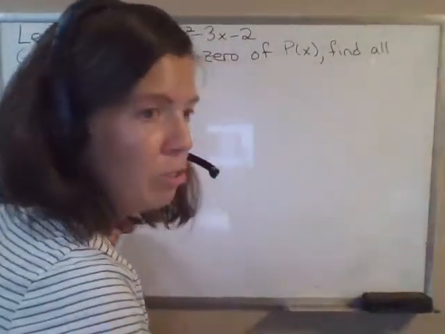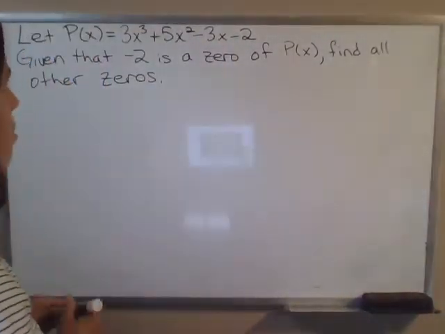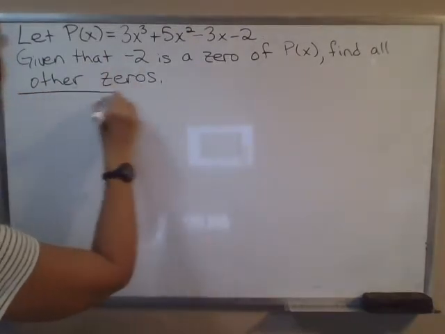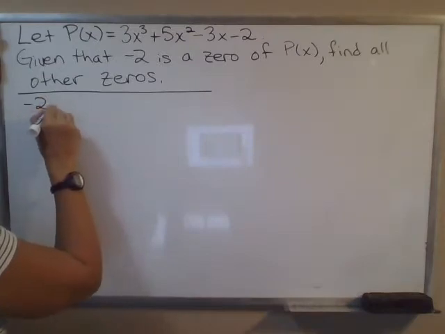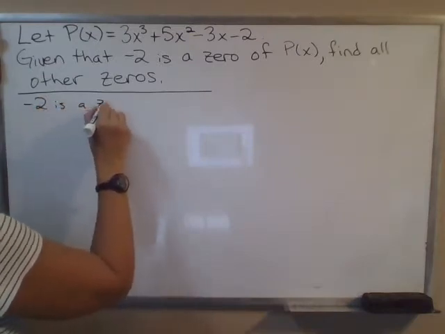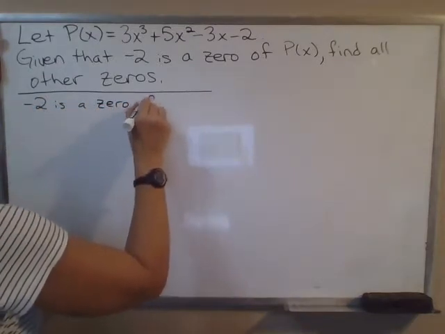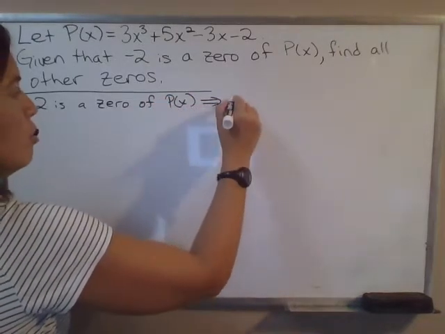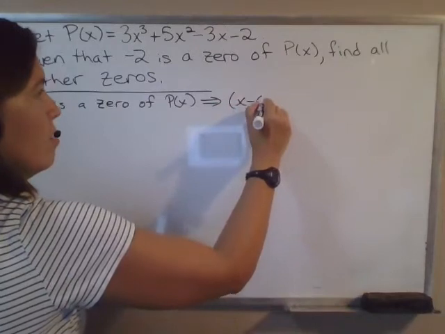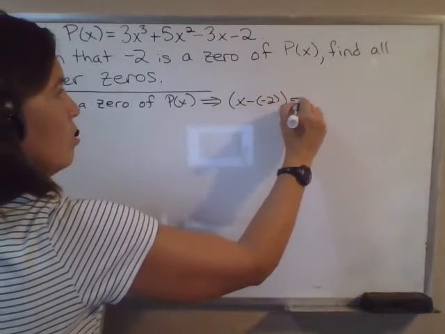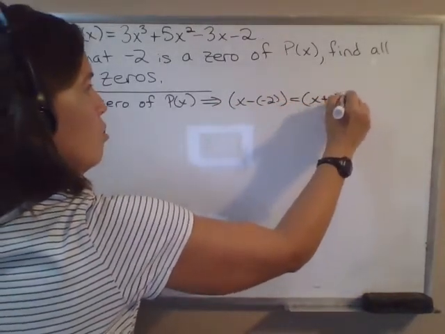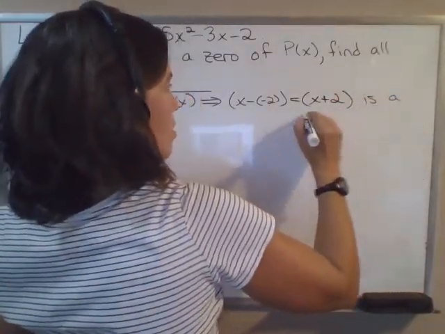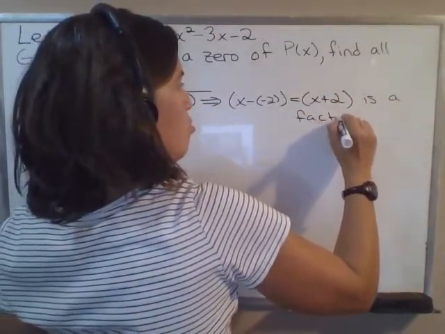So one thing we can use here is the factor theorem, which says that if negative 2 is a zero of that polynomial p of x, that implies by the factor theorem that x minus negative 2, so in other words x plus 2, is a factor of p of x.